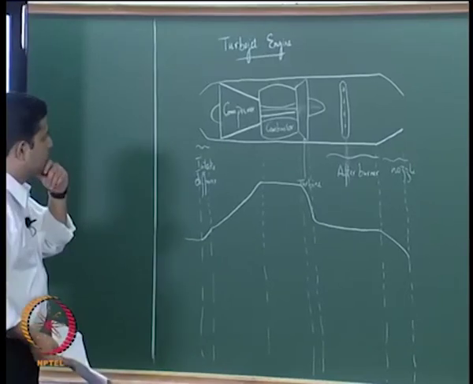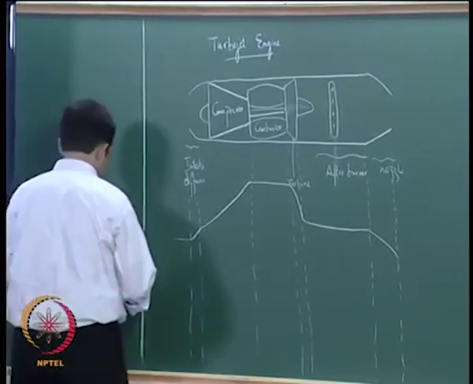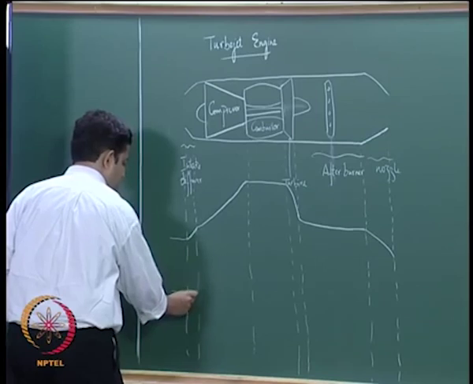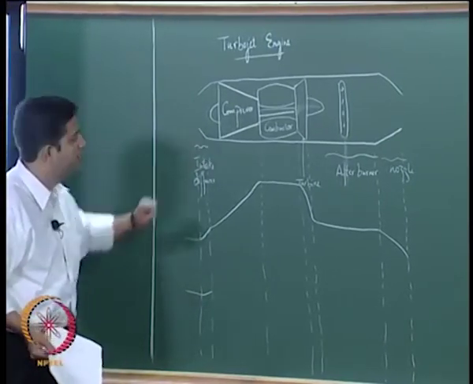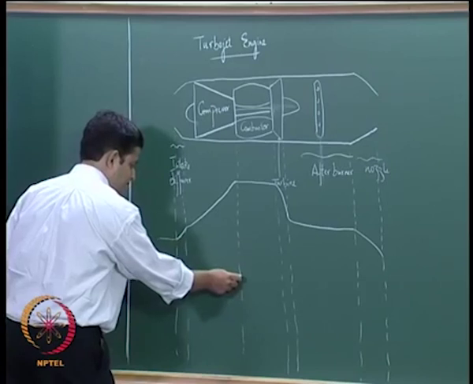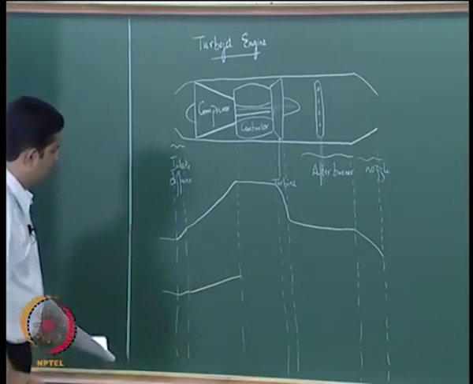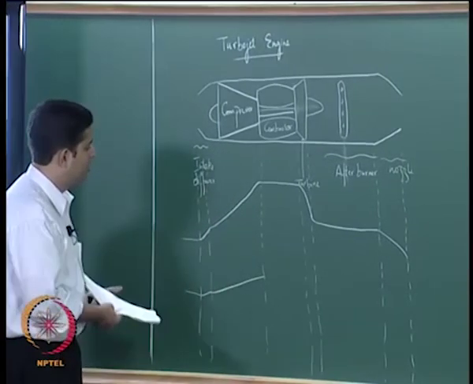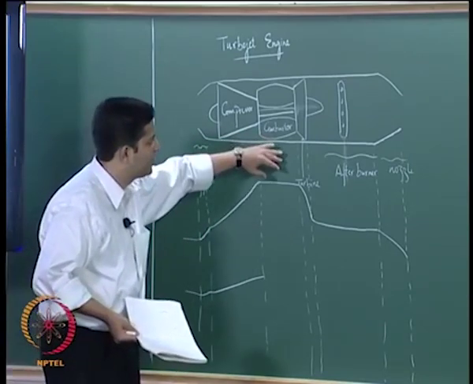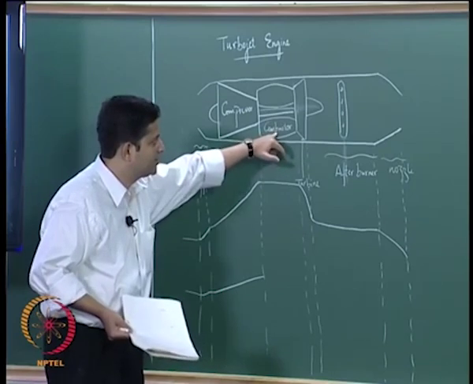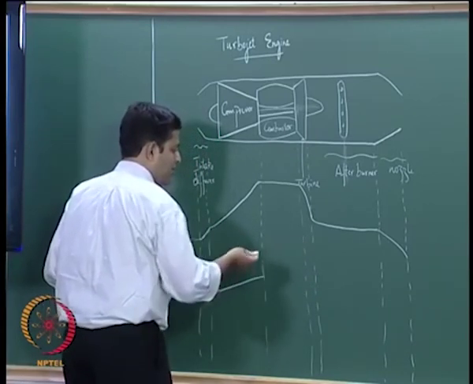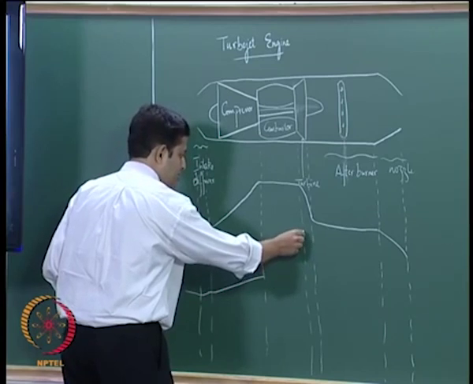Now if we look at what happens to temperature, initially in the diffuser portion, temperature slowly increases because it is undergoing compression, and in the compressor again the temperature increases. But the temperature increase is not similar to the pressure rise. Pressure rise is much, much more. In the combustor you are adding heat, you are burning fuel, and the fuel plus air is combusted here, and therefore chemical energy is being converted into heat. So the temperature increases tremendously here.